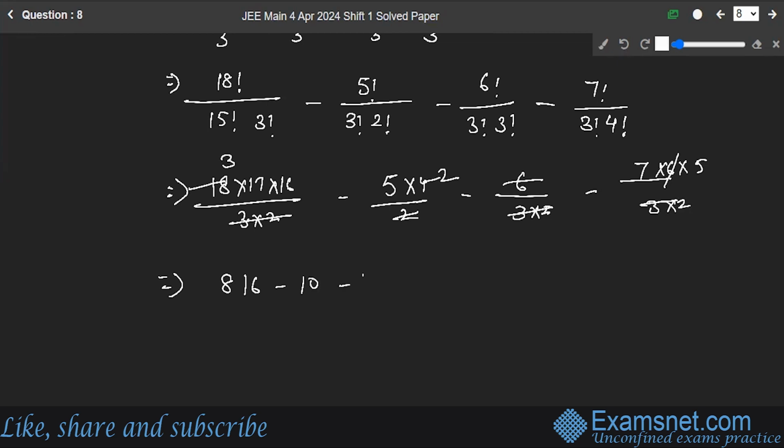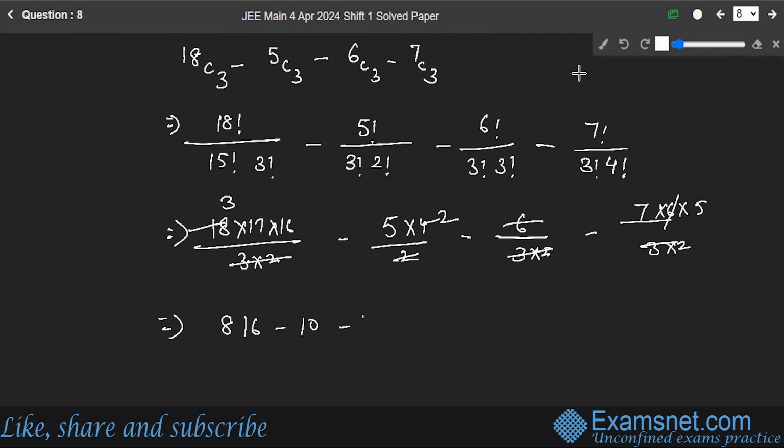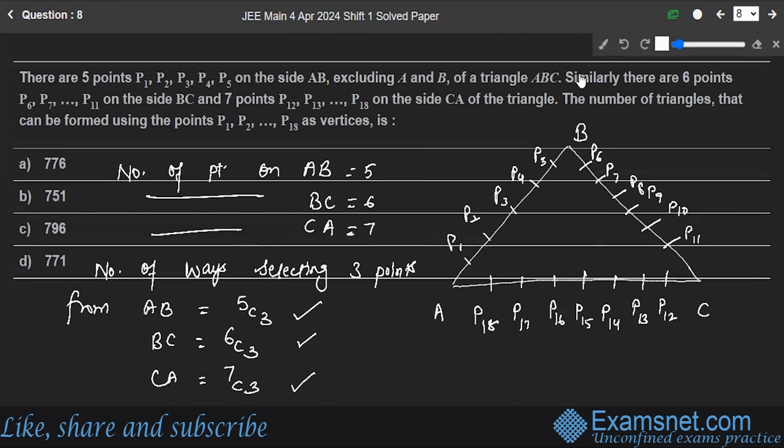Minus... give me a minute. Wait, this is something I have done a bit wrong. This was supposed to be 6 into 5 into 4 upon 3 into 2. So this will be 20 minus 35. Okay. So this will be 751. This is the answer to the question, 751, option B.